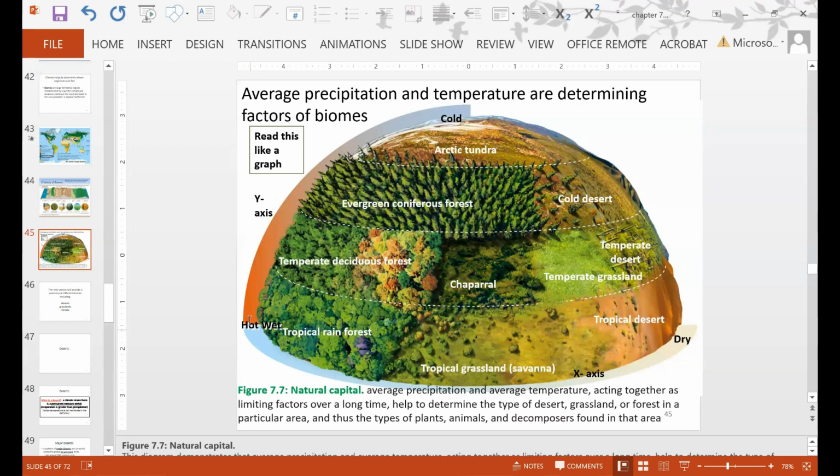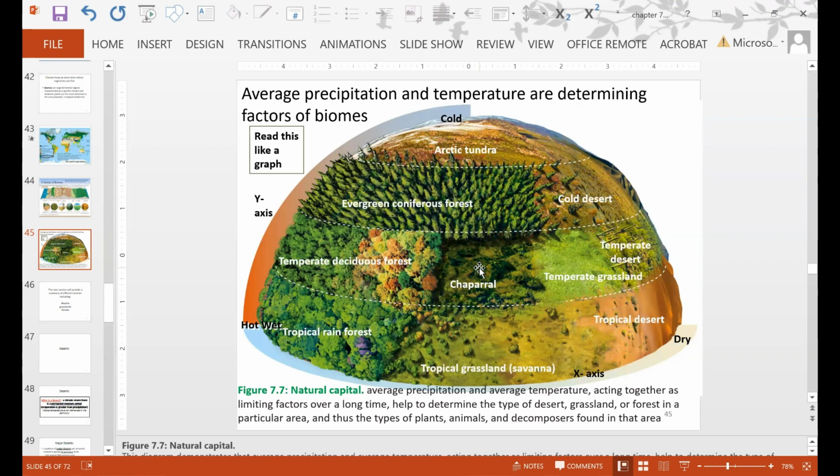So the way you read it is where it's hot and wet, you have tropical rainforest. Where you have medium in between hot and cold, you're going to get your temperate deciduous forest to your evergreen coniferous forest. And then when you go into your dry, hot, you have tropical deserts. Dry, as you get towards the colder temperature, you get colder deserts, Arctic tundra.